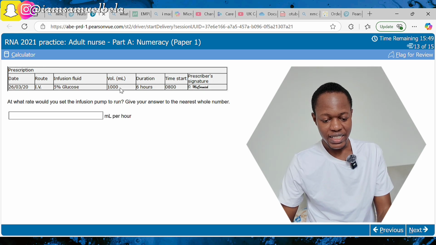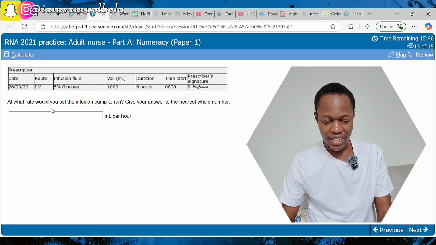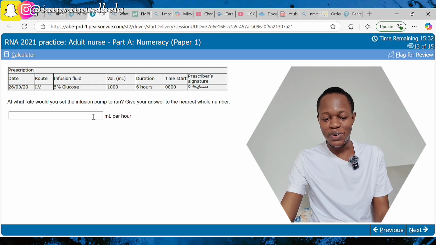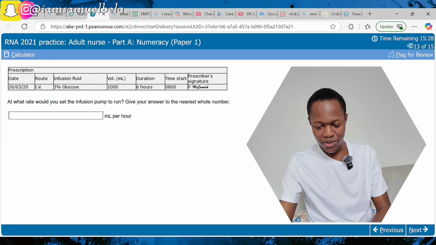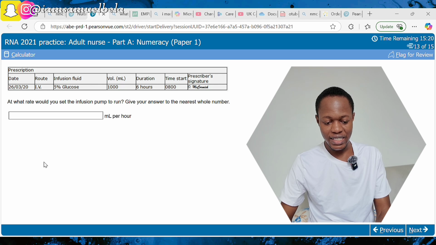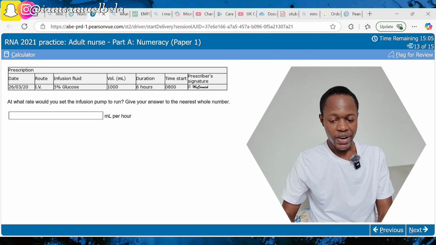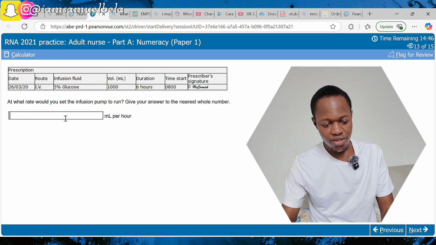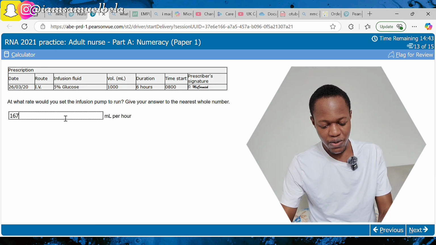The same thing goes for this again, 1000 ml in 6 hours. At what rate should you set the infusion pump to run? Give your answer to the nearest whole number. So you've got 1000 ml to run for 6 hours. Let me do the proper calculation, that will be 1000 divided by 6. That's 166.67, so to the nearest whole number that will be 167.